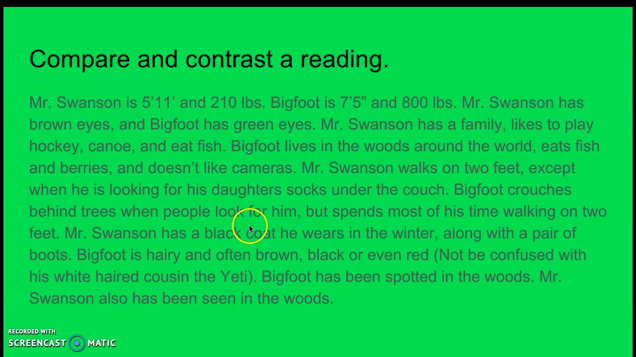Mr. Swanson has a black coat he wears in the winter, along with a pair of boots. Bigfoot is hairy and often brown, black, or even red, not to be confused with his white-haired cousin the Yeti. Bigfoot has been spotted in the woods. Mr. Swanson has also been seen in the woods.